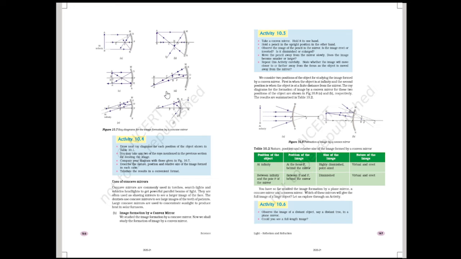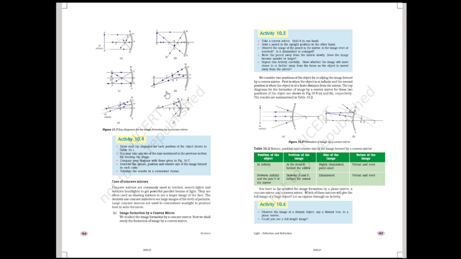Now the A part and C part are easy to learn: when the object is at infinity, the image is formed at F. And when the object is at F, the image forms at infinity.